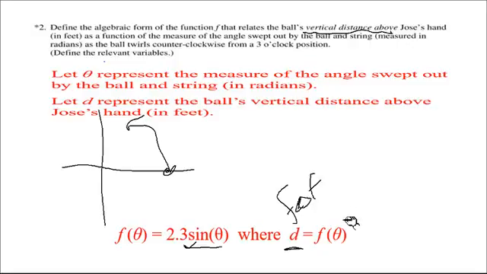Okay, so we should also be specific here that we're measuring theta in radians. Theta is going to be the amount of openness subtending an arc measured in unit radius lengths.